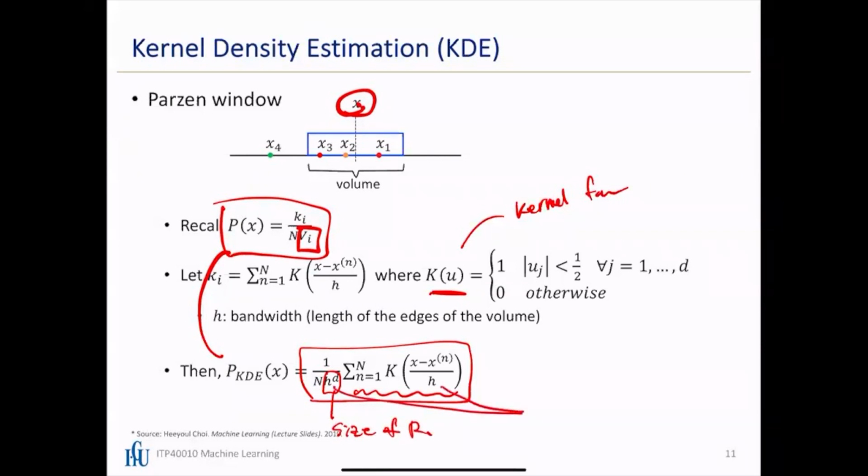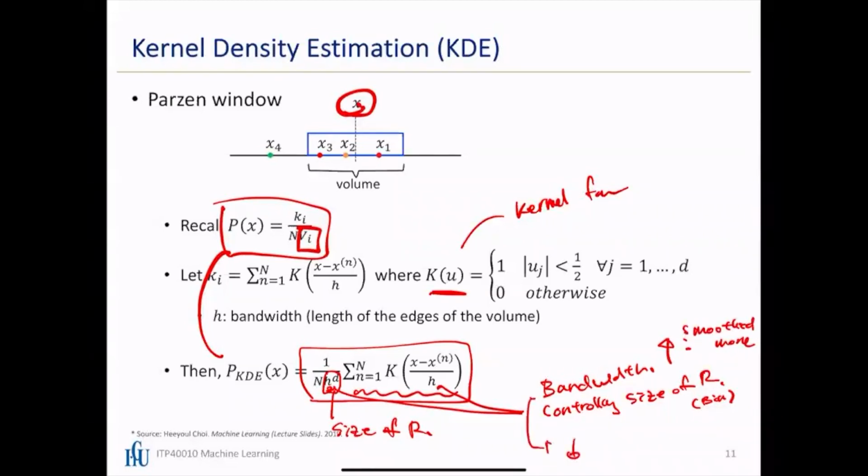This is not a coincidence: we are looking at H in two different places, and that is controlling the size of R, or the size of the bin. This is called bandwidth, similar to the bin size that we have seen. If the bin size is small, then it is a higher resolution. If the bin size is big, it is a lower resolution. When bandwidth is high, it is smoothed more. When bandwidth is low, it is smoothed less.